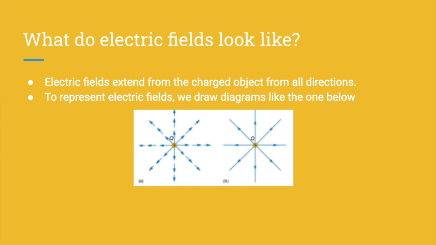Number one is that an electric field extends from an object in all directions. So basically that means that an electric field is not only going to come out from the top of an object or from the side of a particle or whatever, it's going to come from all different angles. To represent these electric fields, we draw diagrams like the ones below. The lines are considered the electric field lines. And we'll go more in depth about the arrows and the closeness of the arrows and what that represents in the next slide.